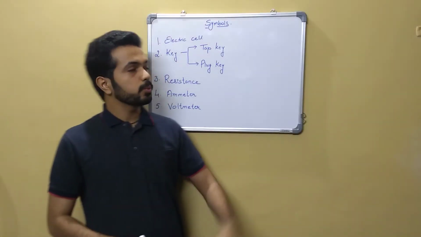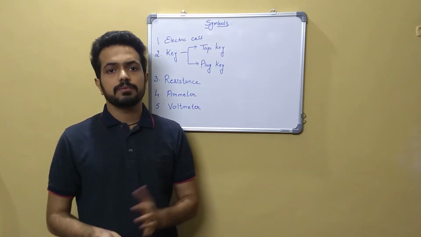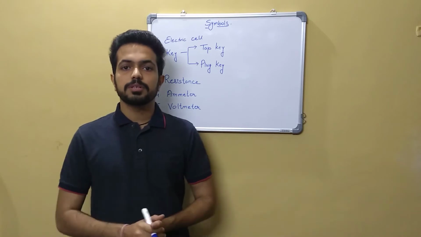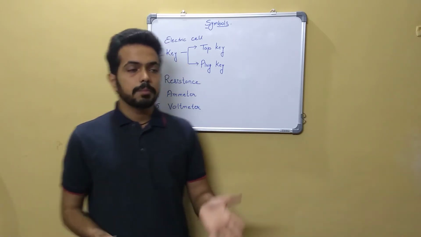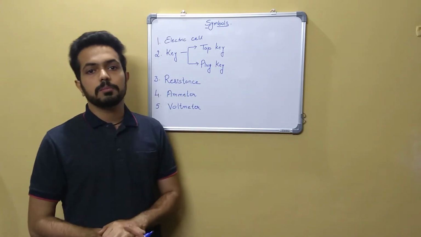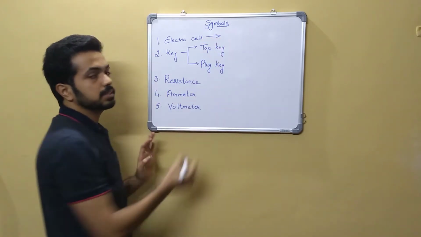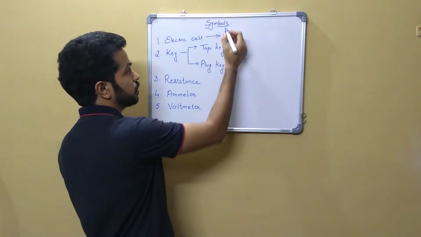Okay, so let's begin with the electric symbols which we are going to use in the circuit diagrams. Now there are various electric symbols which we use in various different circuits, but we will be talking about some of the basic symbols. Now the first one over here, if you remember, we talked about this in our last lecture or last video as well.